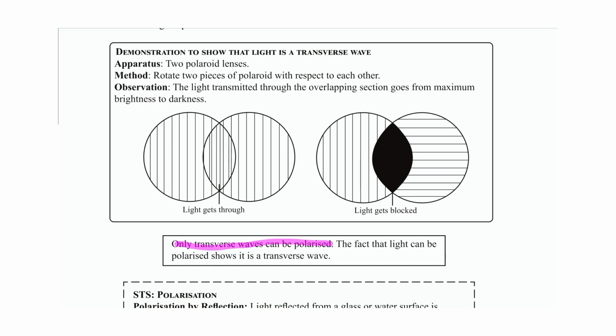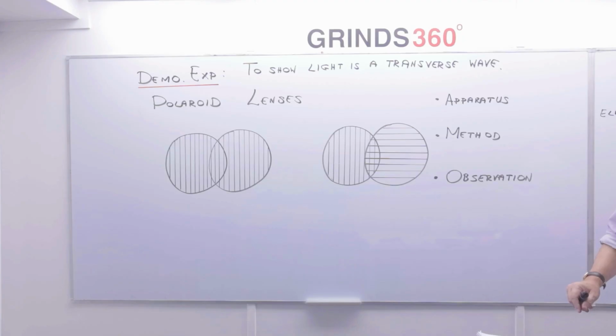So in my demo experiment, I'm going to use two Polaroid lenses. Let me explain this in detail. Remember, when you do your demo experiment, you've got your three headings: apparatus, method, and observation. So anytime you do a demonstration experiment, all I want is a nice simple diagram followed by those three headings with just one or two simple sentences to follow. So let's have a look at this demo experiment in detail.